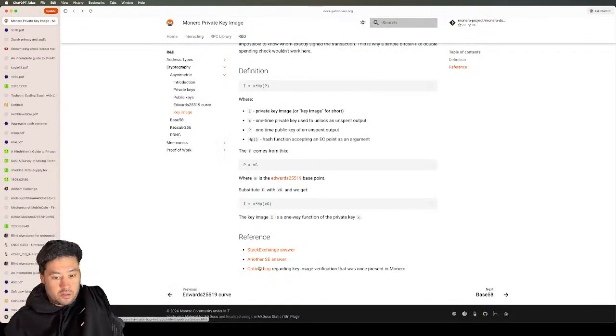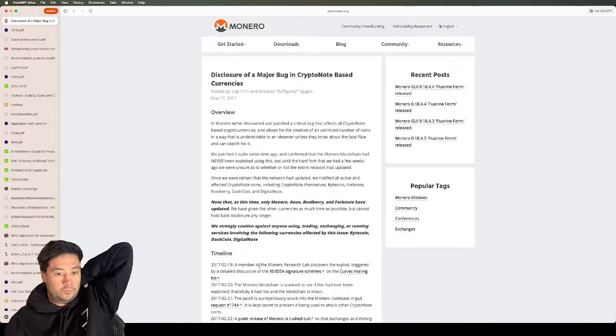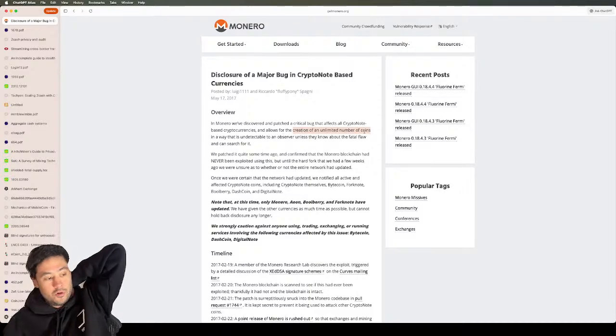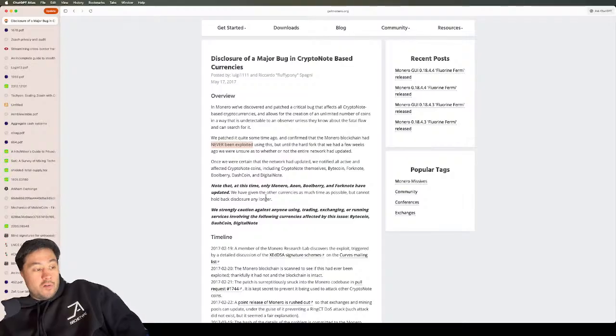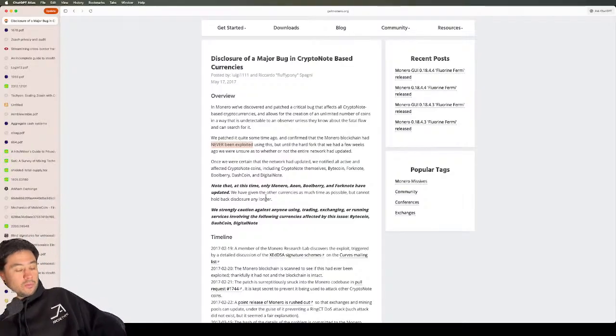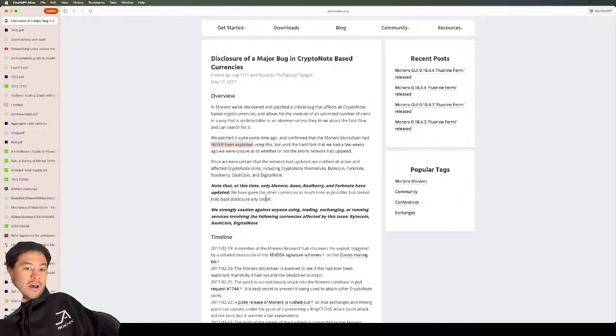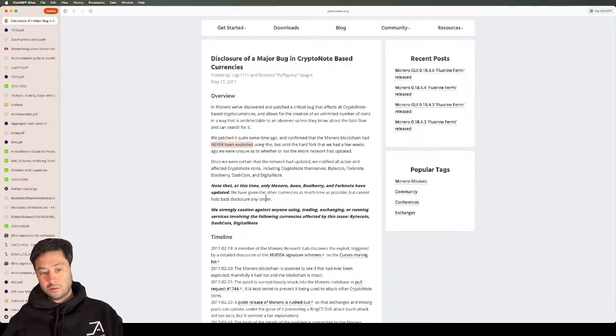Critical bug. Am I reading this correctly? Creation of unlimited number of coins. Oh, you gotta love these bugs. Never been exploited. All right. I love that. Basically, at this point, do you know any privacy coin that hasn't had a bug that allowed unlimited minting?